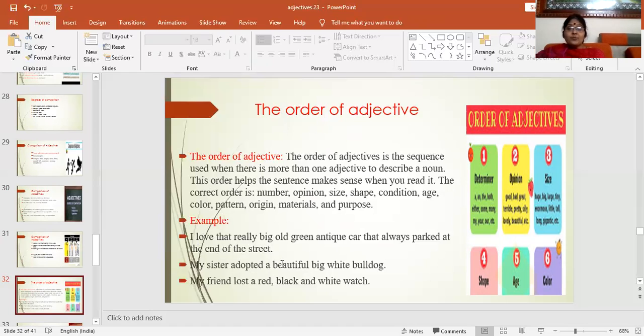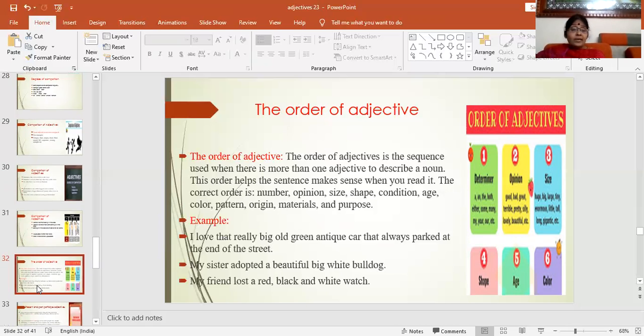My sister adopted a beautiful, big, white bulldog. Or my friend lost a red, black, and white watch. So if you are having more than 2 adjectives, you need to follow the order in which you place your adjectives. And the right order is first number, opinion, size, shape, condition, age, color, pattern, origin, material, and purpose. Is it clear? Now, let us move.